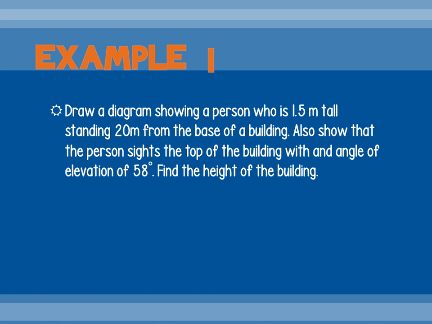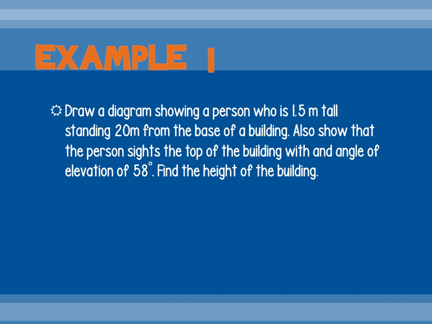So your task, the hardest part, is figuring out what it looks like. You're going to have to take these word problems and try to give yourself a visual. It says draw a diagram showing a person who is 1.5 meters tall, standing 20 meters from the base of a building, and show that the person sights the top of the building with an angle of 58 degrees. Then find the height of the building. This is when I get to look at your artistic ability. And I don't judge you because mine's horrible. You're about to see it.